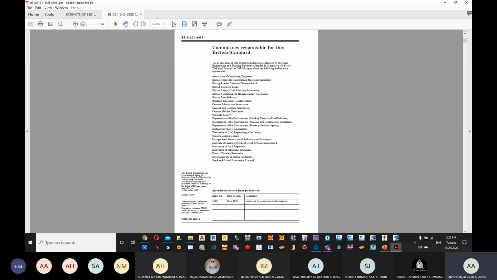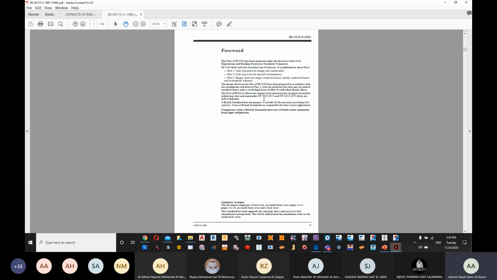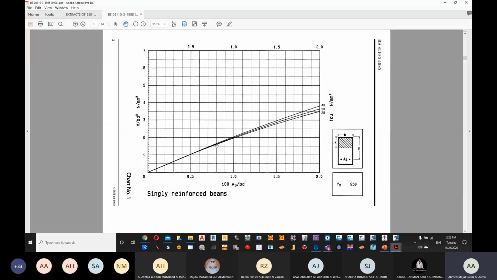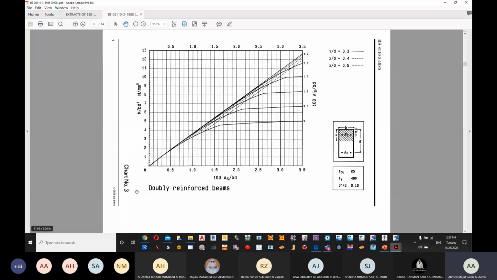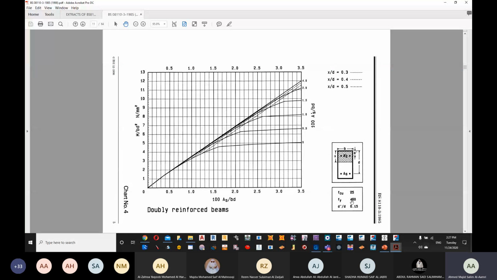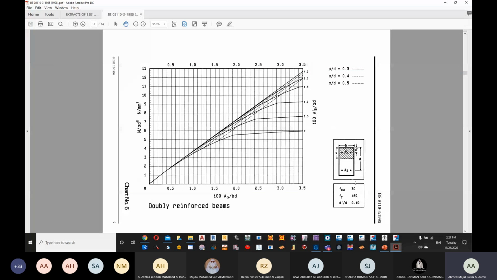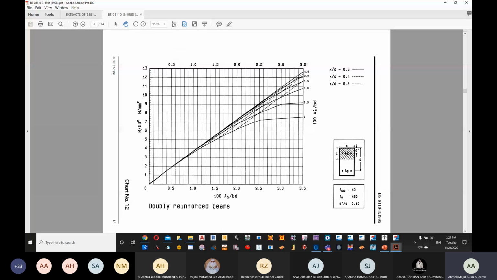So there is a way of designing the beam using the equation, and there is a way of designing them using the charts. I don't know whether you have used it in Design 1 or not. Anyhow, we have a chart for singly reinforced beam, one for 250, another for 460. And then we have doubly reinforced beam, where you can see FCU is changing and d dash over d is changing: 25, 30, 35, 40. Whenever the grade changes, the chart changes.